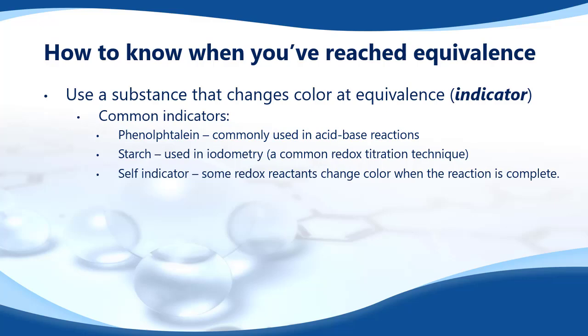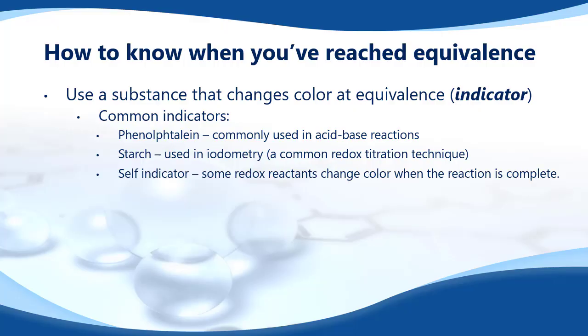Pink in solution with a pH above about 8 or 9. We have starch. It's used in iodometry, so we basically do like the starch potato thing, where when starch is exposed to iodine, the iodine turns dark blue. Right, so that's what we can use as an indicator. And in fact, in our bleach titration we're going to do as a lab, we're going to use starch as our indicator.